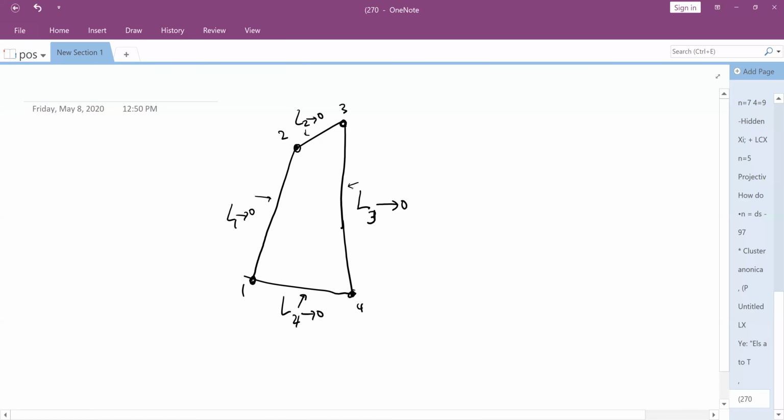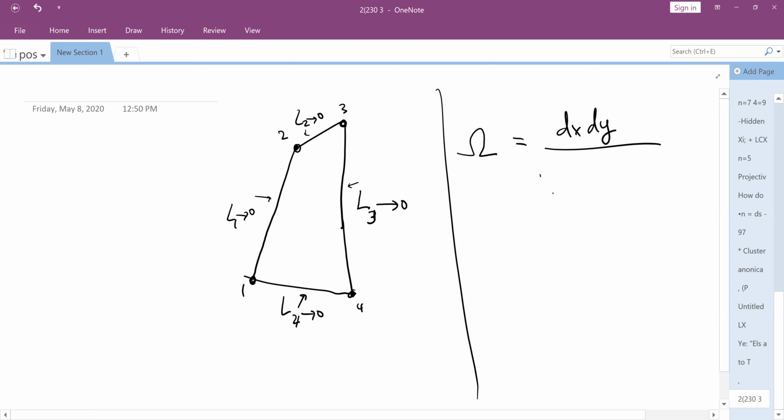Now what do we think the canonical form is now? Well, it should still be dx dy divided by L1, L2, L3, L4. Clearly, we have to have all those poles because it needs to have singularities when we hit any one of the edges. But this is not good enough.